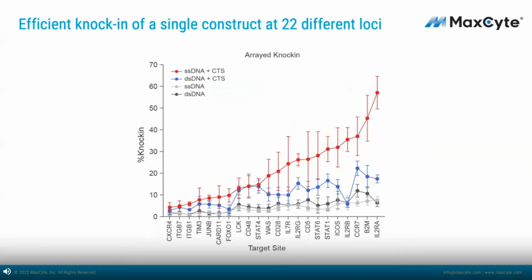And this demonstrates, first of all, that different loci have different rates of knock-in, as I'm sure we all know based on genomic context, but that across the board, the approach using the SsCTS templates seems to be superior for about 19 of these 22 loci, and for the remaining 3, it's comparable to the double-stranded approach. So again, showing the power of these SsCTS templates.